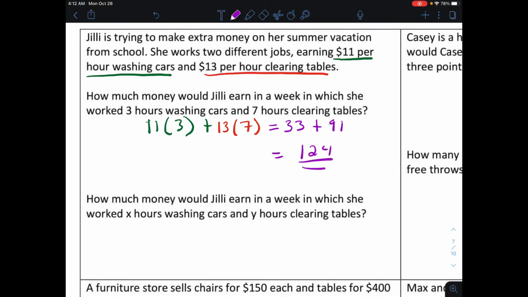Now, how could I rewrite this to determine how much money Jilly would earn in a week where she worked X hours washing cars and Y hours clearing tables? Well, the amount of money she would make, just call it M, is going to equal, well, if X is the number of hours washing cars, she gets $11 per hour washing cars, so 11X, plus Y hours clearing tables, so she gets $13 per hour of clearing tables times Y.